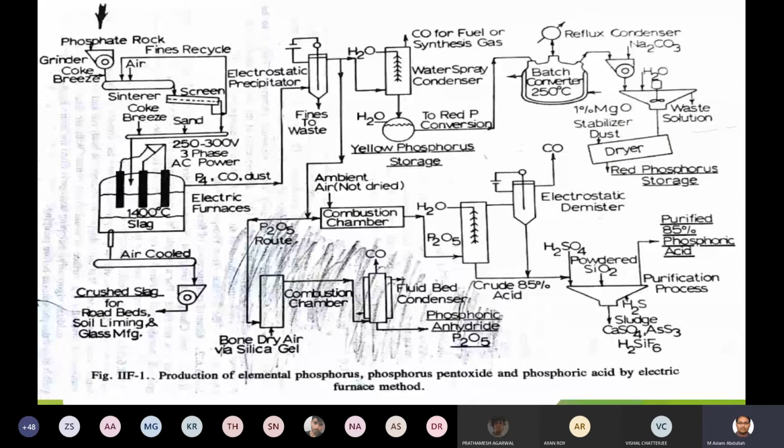Which is of no use. Now whatever the acid that has been produced, I am sending it to the purification process unit, which is mentioned here. In the purification process unit, I will add sulfuric acid and powdered silicon dioxide, SiO2. Once I start adding the sulfuric acid and the silicon dioxide, this 85% crude acid will be converted to phosphoric acid.